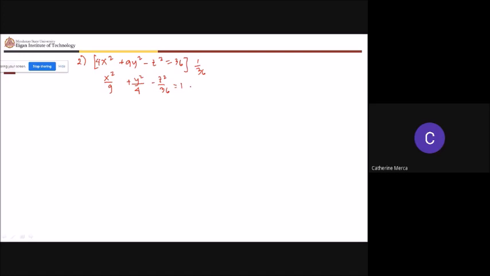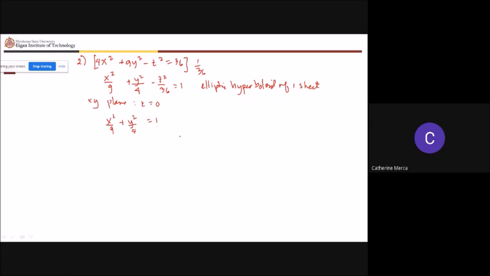Then we have two squared terms positive and one negative. So, what is this? This is an elliptic hyperboloid of one sheet, from the equations that we have earlier. So, on the xy plane, z is equal to 0, what will happen? We'll only have x squared over 9 plus y squared over 4 equals 1.